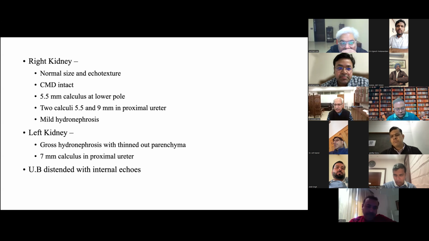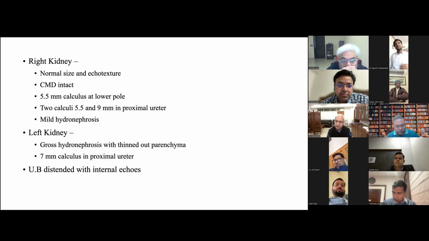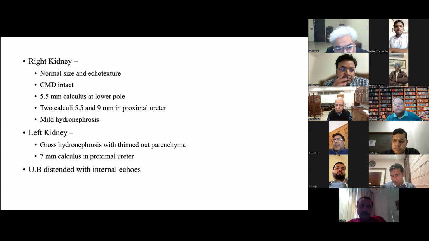Okay. Supposing it's a staghorn calculus, it's not a unique stone, then staghorn calculus with a normal contralateral kidney, staghorn calculus in one kidney, patient not having fever. So we can wait, I guess. Wait? Why would you wait? Why, if this staghorn calculus becomes infected, then the kidney is going to be knocked out.